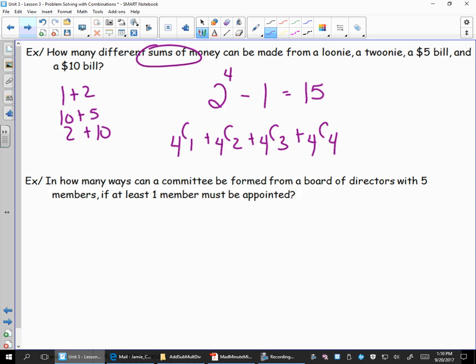In how many ways can a committee be formed from a board of directors with 5 members, if at least one member must be appointed? So, a committee question. We've done these before, but the difference in this kind of question is it doesn't say a committee of 3 people. It doesn't say a committee of 9 people. It just says a committee. It doesn't tell us the size of the committee.